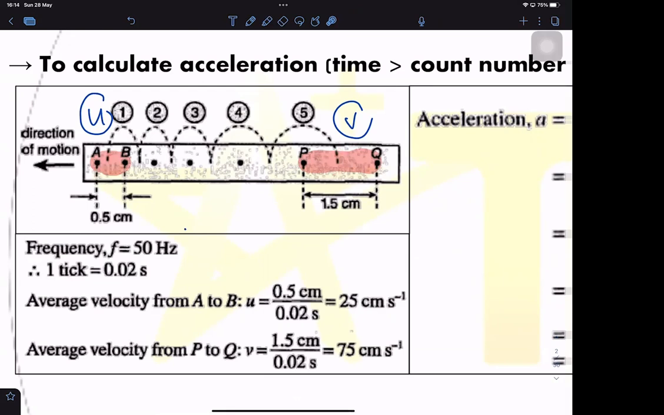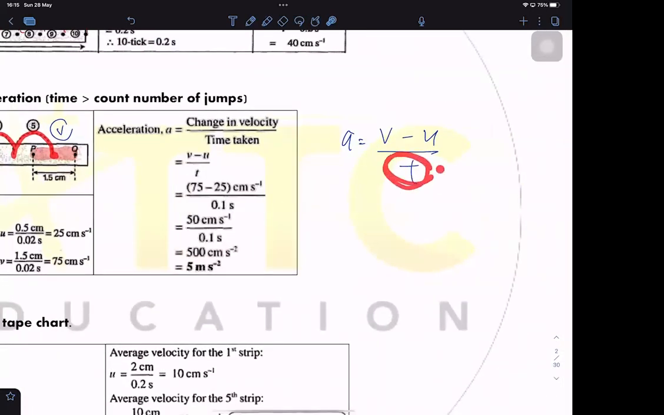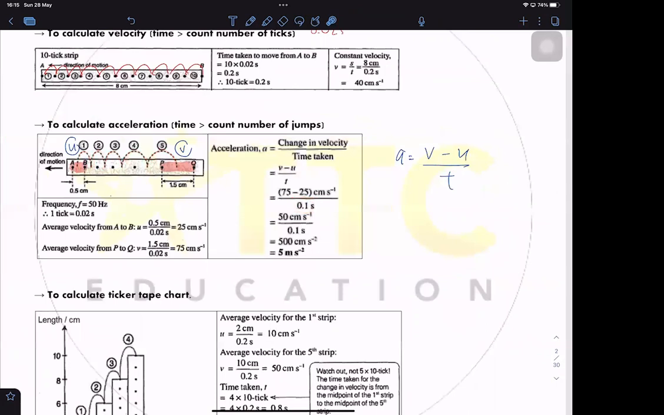So here, initial, the middle is here. Final, the middle is here. So from middle, you jump to the middle, 2, 3, 4, 5. From middle to middle. So like that, you jump 5 times. So that's why the bottom number is 5. Each time you jump is 0.02. That's why he gets 0.1 is like that. 5 times 0.02. Yeah, so this is how you calculate the acceleration.